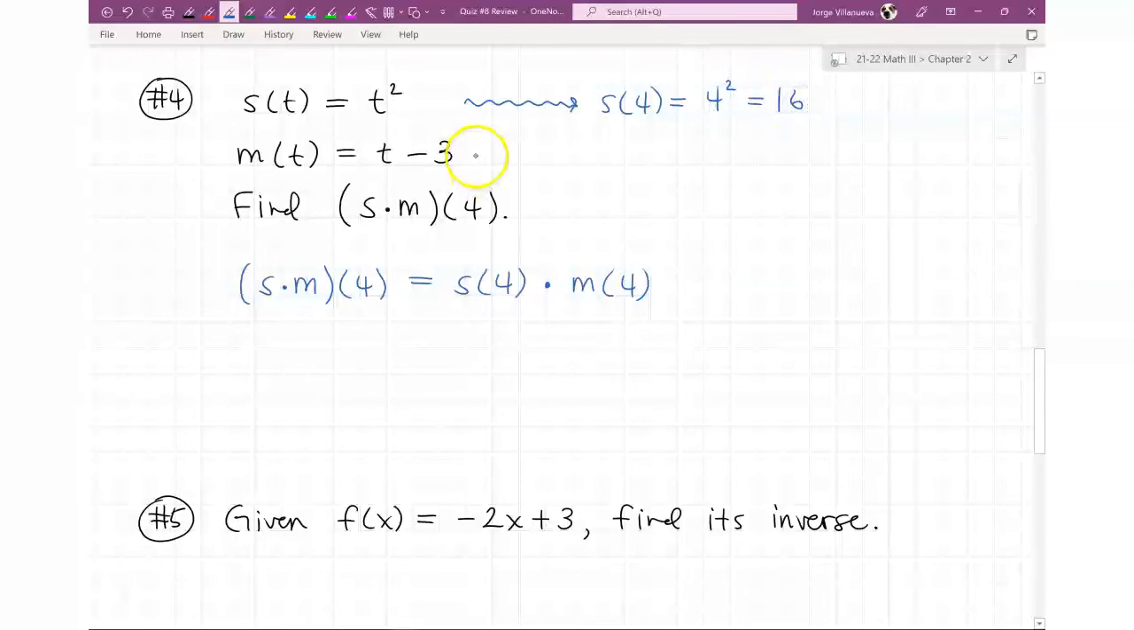And then the other one will be m of 4. So I have to plug in a 4 where the letter t is, right? So it's going to be 4 minus 3. So that's going to give me a 1. So s of 4 was 16. M of 4 was 1. And 16 times 1 is 16. So we're done. There you go.